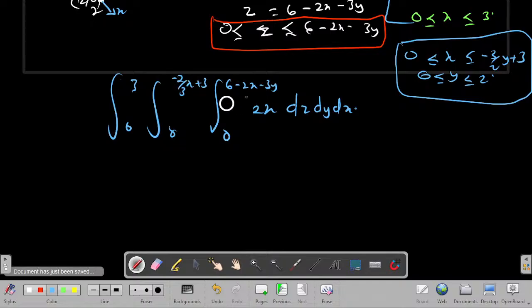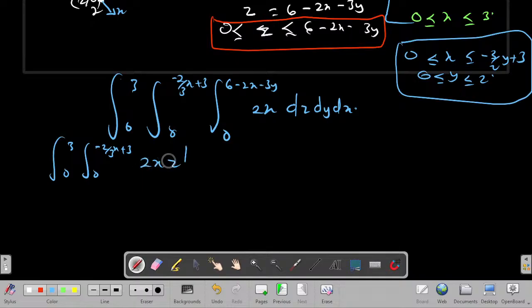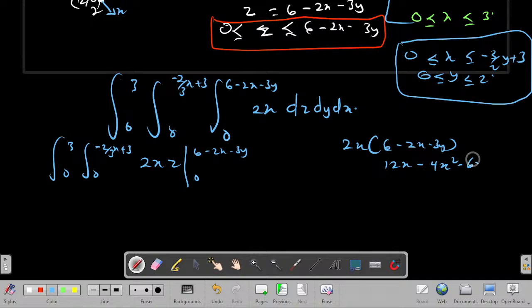So let's do our first integral. That's the innermost. When I integrate 2x with respect to z, I'll simply get 2x times z, right? So I have 0 to 3, and I have 0 to negative 2 over 3x plus 3. Then when I come here, I'll have 2x, then z, where I'll have 0 to 6 minus 2x minus 3y. I'll just put it inside. When I put 0, I get 0. So obviously, I need 2x multiplying the expression 6 minus 2x minus 3y. And that gives us 12x minus 4x squared minus 6xy, right? So that will be the next.